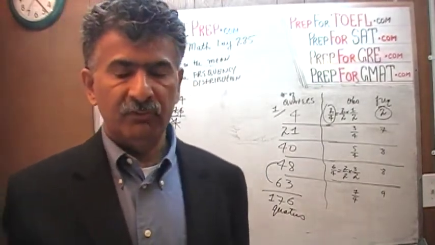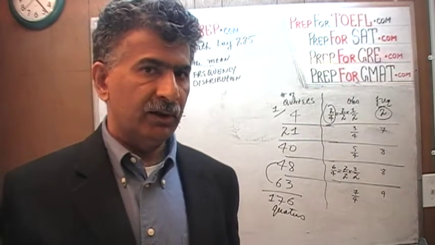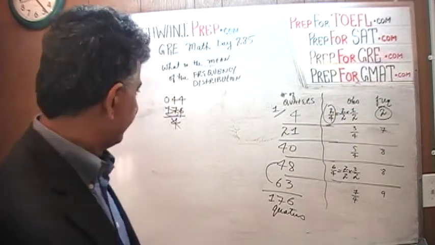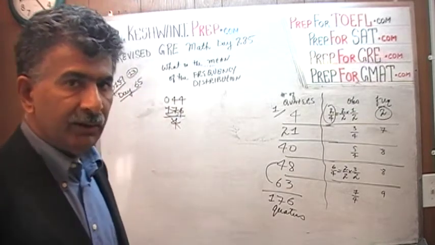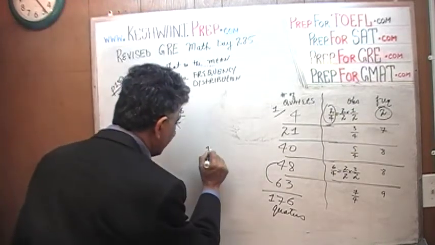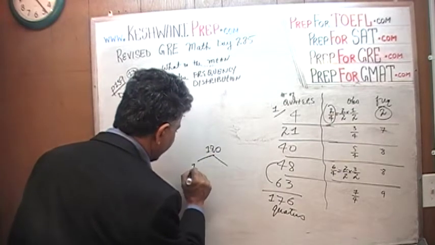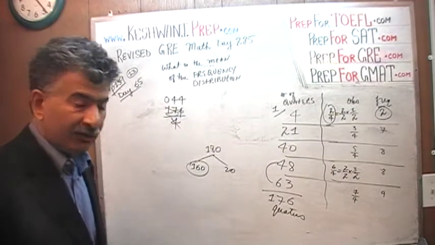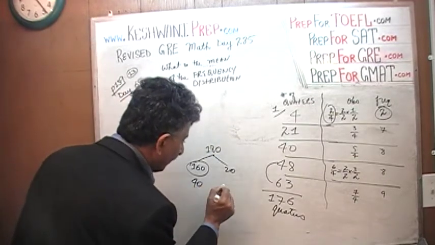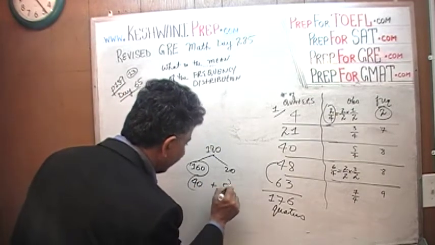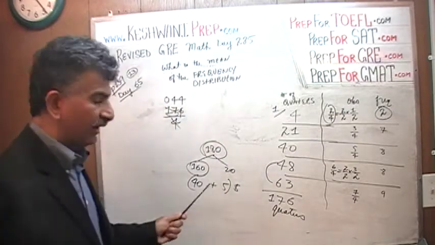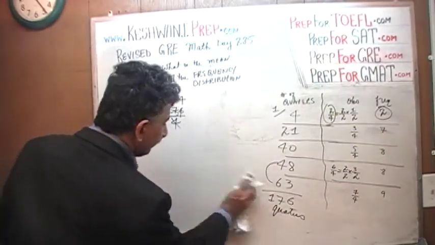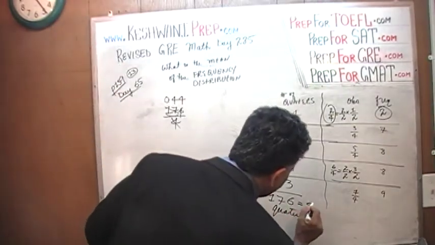176 quarters makes $44, which is just as well, because 180 quarters should have made $45. You see, 180 quarters would have been the same as 160 quarters plus 20 quarters. 40 quarters make $10, so this is $40, and 20 quarters make $5, so that's $45. So 180 quarters make $45, so this is $44. So that's the sum. The sum is $44.